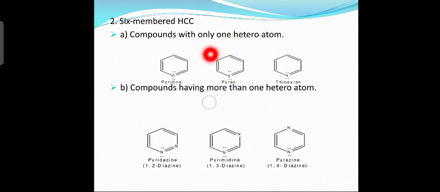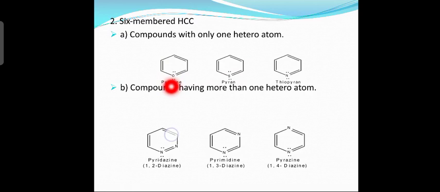Now, 6-membered ring heterocyclic compounds. Which are the examples for this? Compounds with only one heteroatom: a single ring will be present, but a 6-membered ring with one heteroatom. This is one, pyridine. Pyridine contains nitrogen.